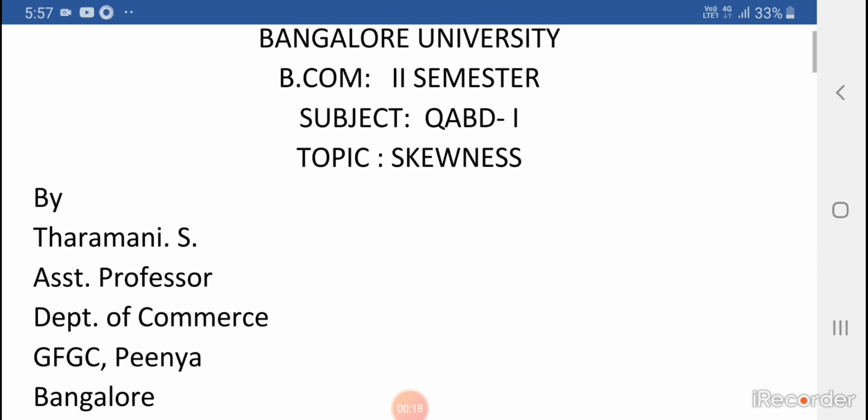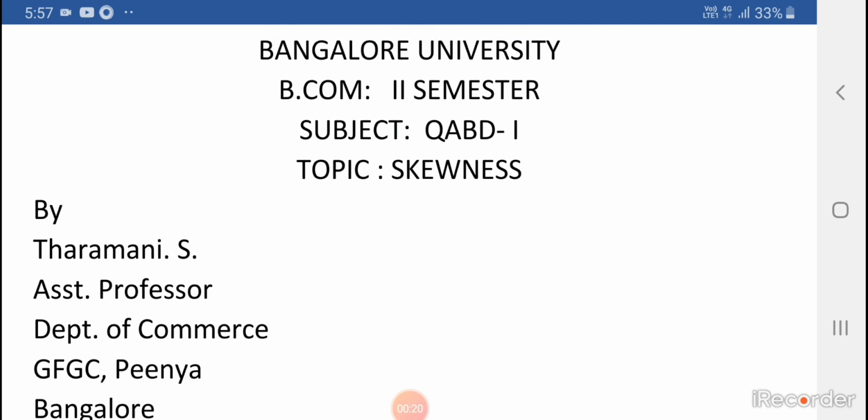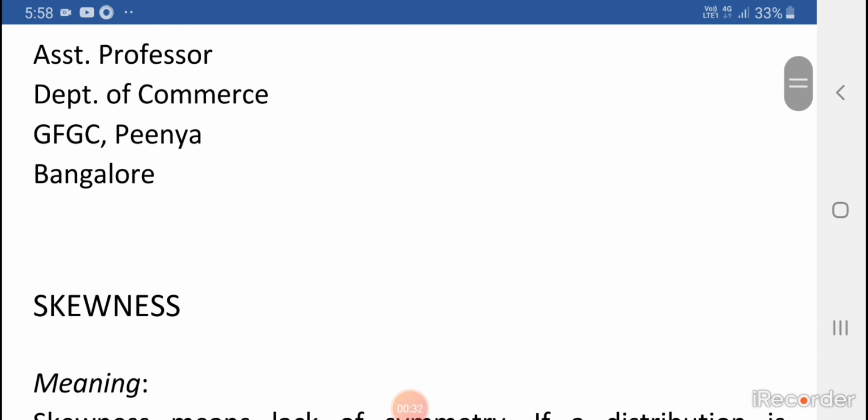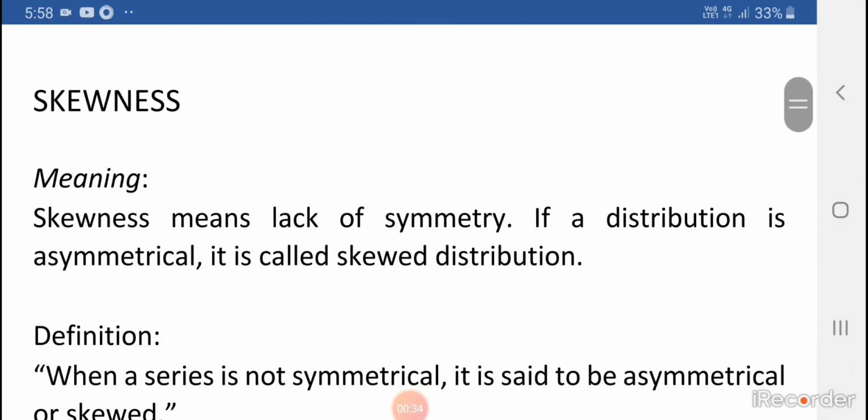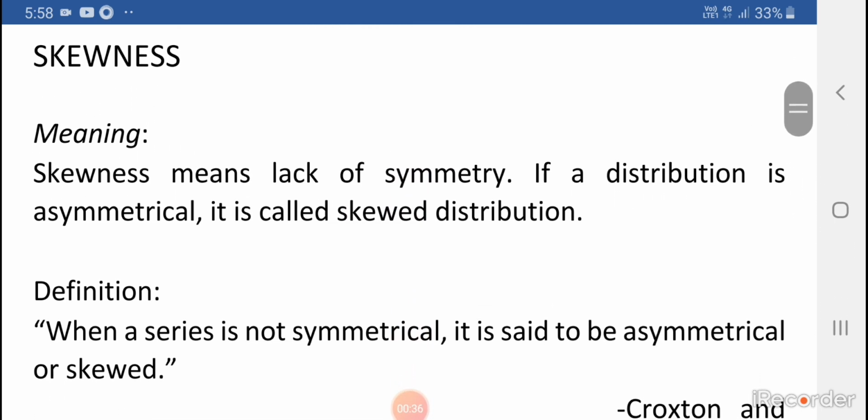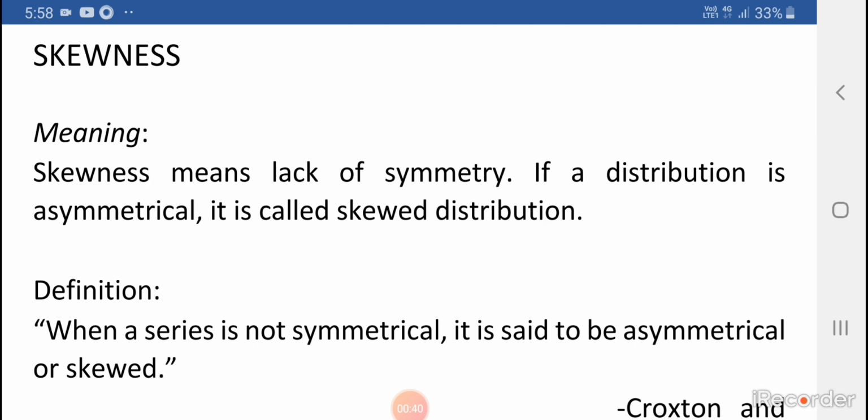In this class, let us learn the topic skewness. This is a chapter in the subject QABD, which is prescribed for BCom second semester of Bangalore University. Let us first understand what is skewness. It means lack of symmetry, and if a distribution is asymmetrical, it is called a skewed distribution.